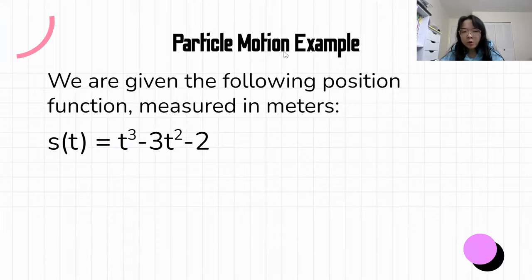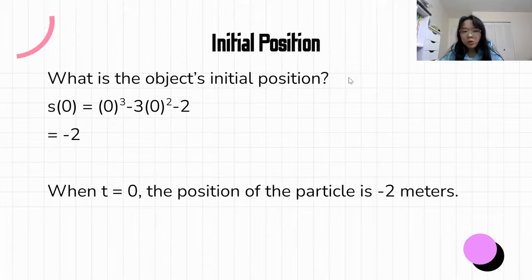So here is an example of particle motion. We are given the following position function measured in meters. s(t) = t^3 - 3t^2 - 2. So what is the object's initial position? To find this, we substitute 0 for t, and after substituting, we get -2. When t is 0, the position of the particle is -2 meters.